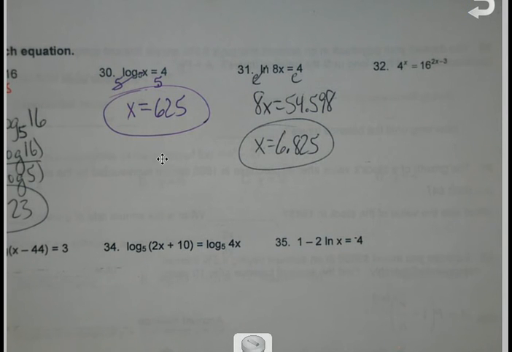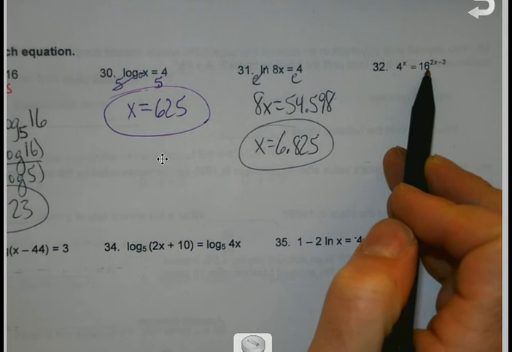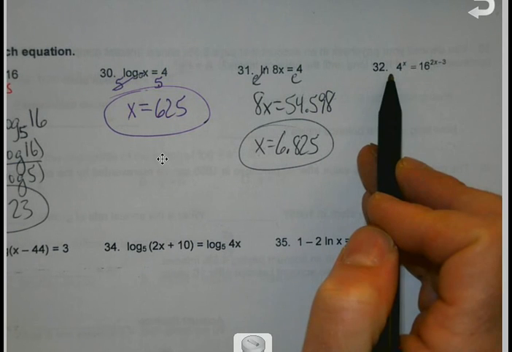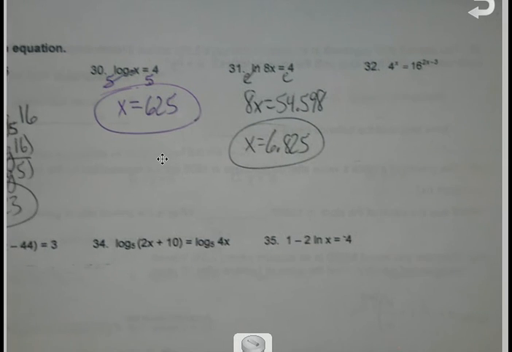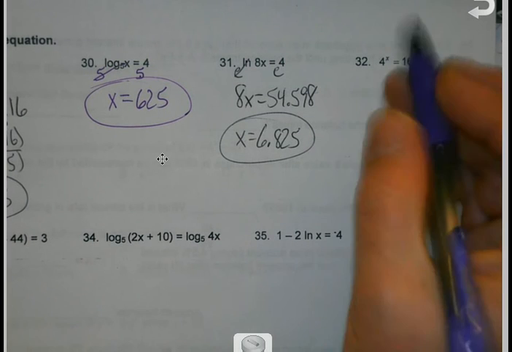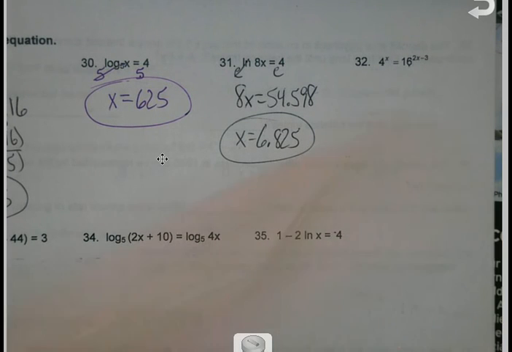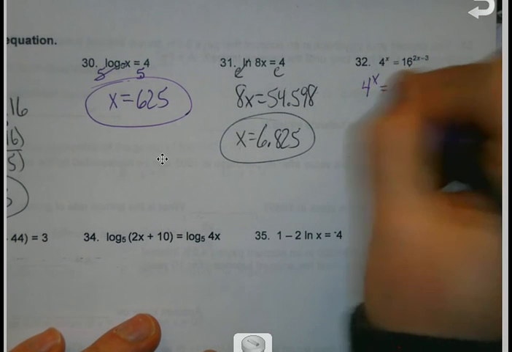Well, what happens here? I can't do log 4, because the 16 wouldn't cancel. I can't do log 16 here because the 4 wouldn't cancel. What do I do? We have a plan here. We have to mess with our bases, and we've done this some. Can I take 4 to some power to get to 16? I sure can. I can take 4 to the 2nd power.